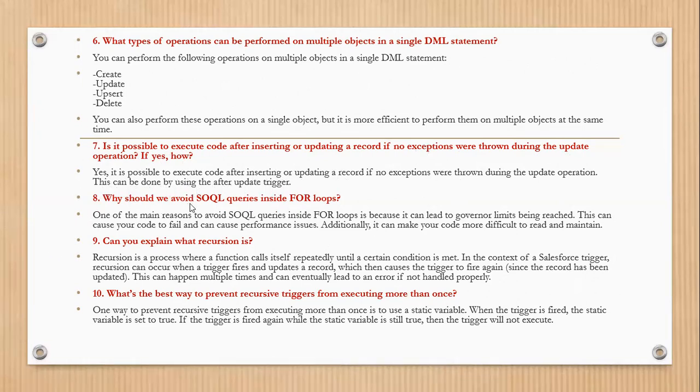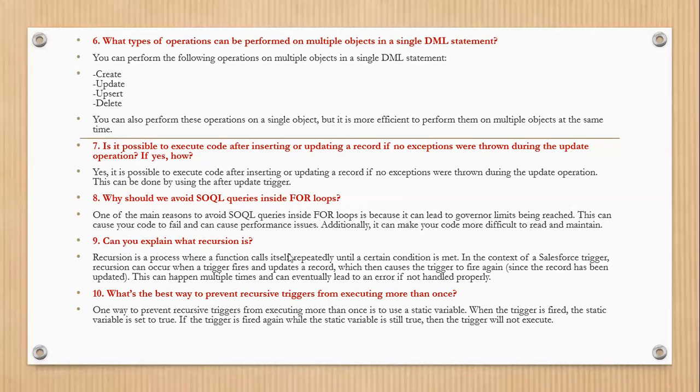Next question: why should we avoid SQL queries inside for loops? One of the main reasons to avoid SQL queries inside a for loop is because it can lead to governor limits being reached. This can cause your code to fail and can cause performance issues. Additionally, it can make your code more difficult to read and maintain.